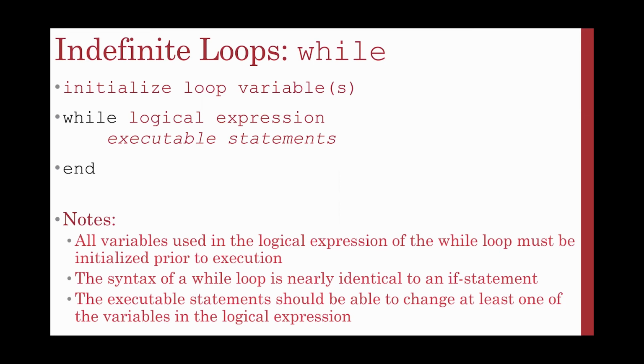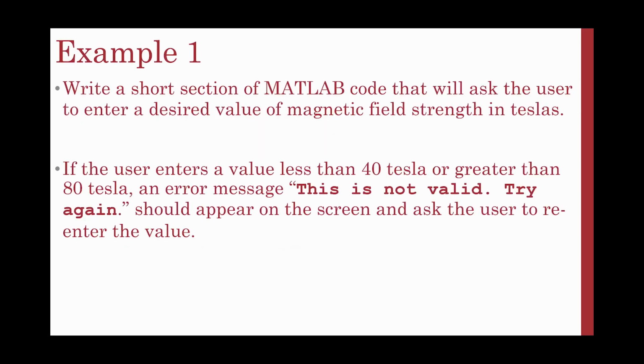So let's write a short section of MATLAB code that will ask the user to enter their desired value of a magnetic field strength in teslas. If the user enters a value of less than 40 teslas or greater than 80, we're going to put in an error message that this is not valid, try again. And that should appear on the screen, and then re-ask the user to input a value.